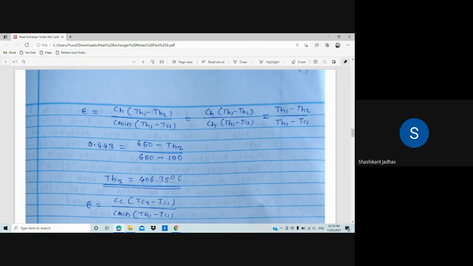Okay, so first of all we have to calculate the value of TH2 and TC2 for the counter flow arrangement.